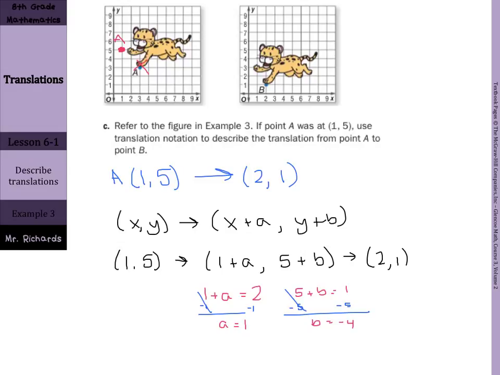So what this means now is that our translation is going to be whatever our x's are, we're going to add 1 to that. We're moving 1 to the right. And whatever our y's are, we're going to subtract 4. So that's our translation notation. If we wanted to write that in words, this would mean 1 unit right and 4 units down still. And that is it for this lesson on translations. Good luck.